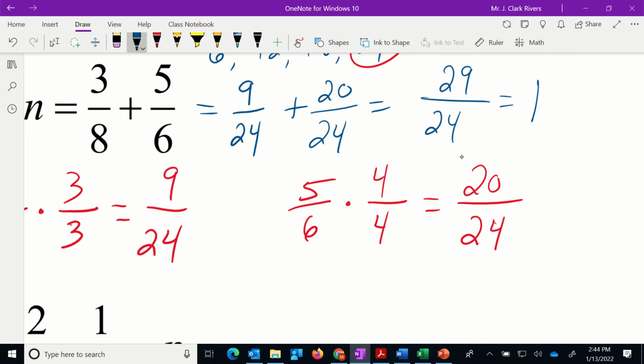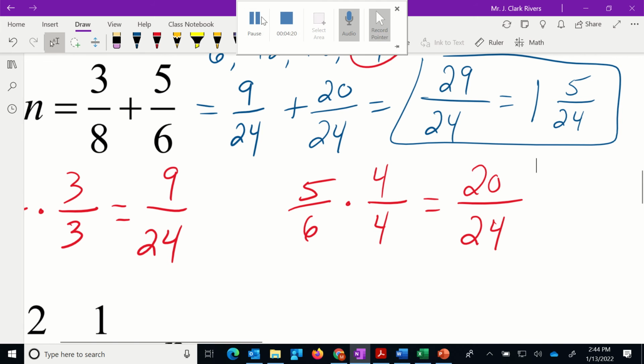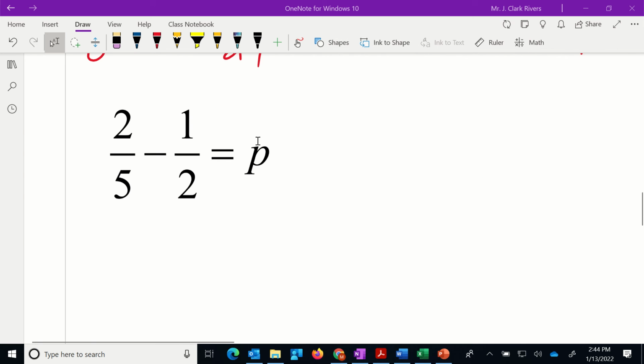This would be 1 and what? 5 over 24. 1 and 5/24. So either of these are acceptable. You should be comfortable with converting between improper fractions and mixed numbers. Matthew. Try this next one on your own here.